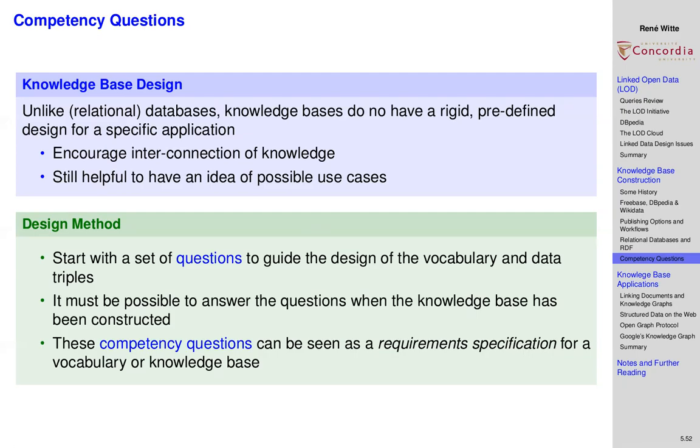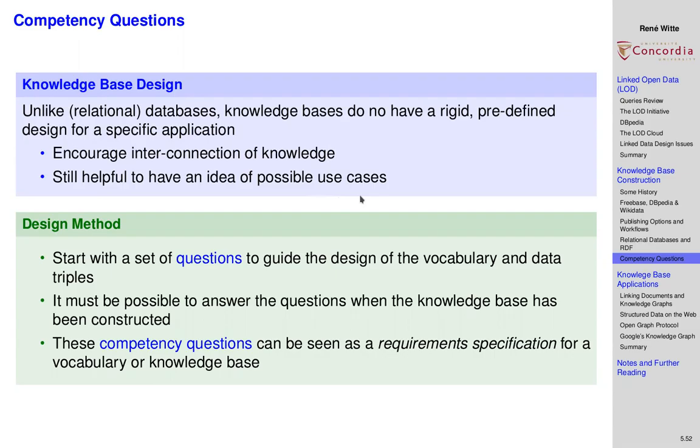Also, you probably have a certain application in mind. For example, you want to build a chatbot that can answer certain questions. So you have to be sure that the graph that you develop actually works for the application that you have in mind.